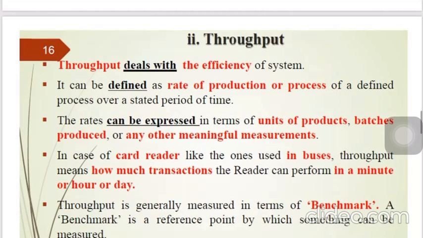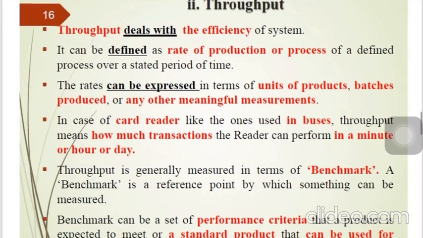The rates can be expressed in terms of units of product, batches produced, or any other meaningful measurements. How you measure the throughput depends on the particular embedded system you are talking about. Like in the case of a card reader, like the one used in buses or railway stations, throughput means how many transactions the reader can perform in a minute, an hour, or a day.